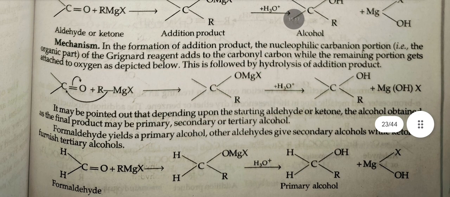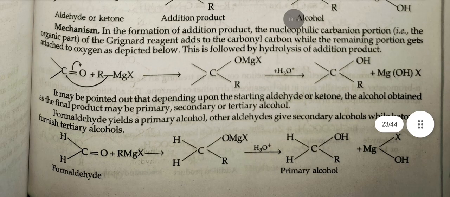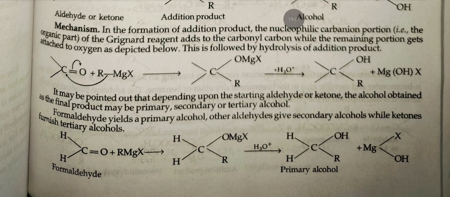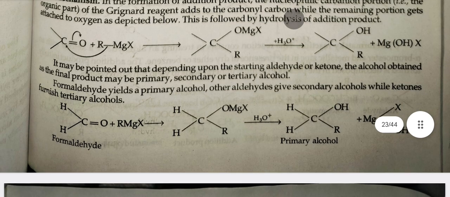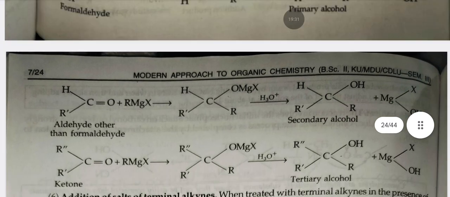It may be pointed out that depending upon the starting aldehyde or ketone, the alcohol obtained as the final product may be primary, secondary, or tertiary. Formaldehyde yields a primary alcohol, other aldehydes give secondary alcohols, while ketones furnish tertiary alcohols.